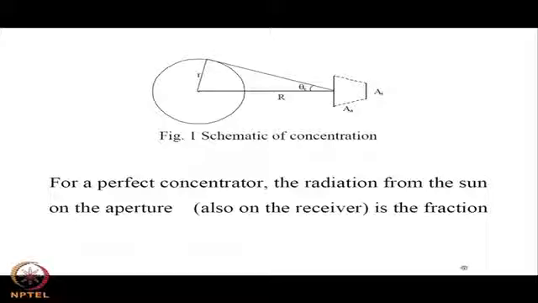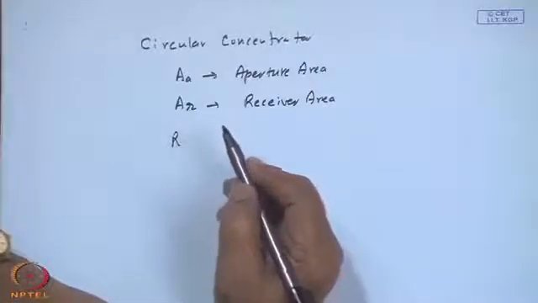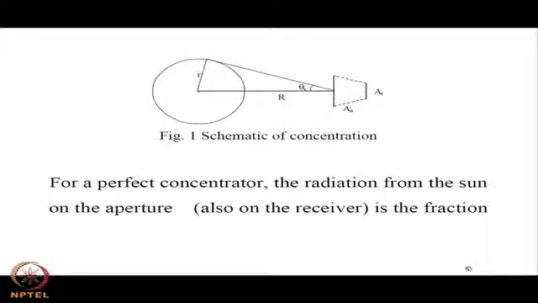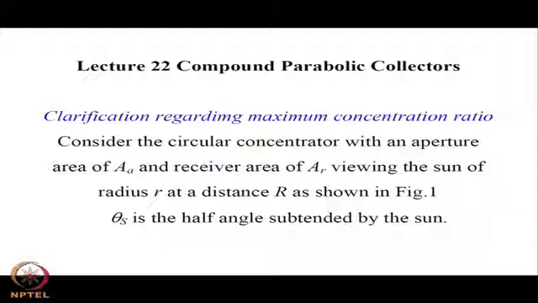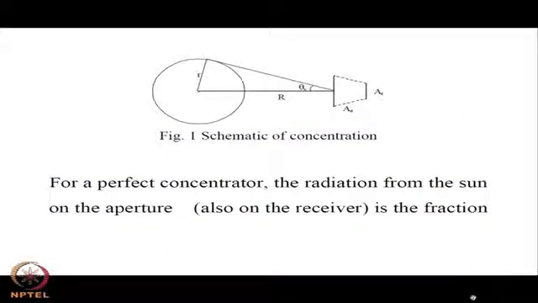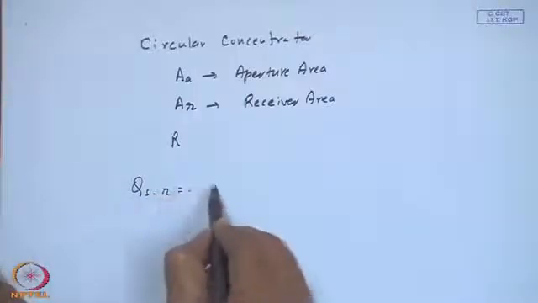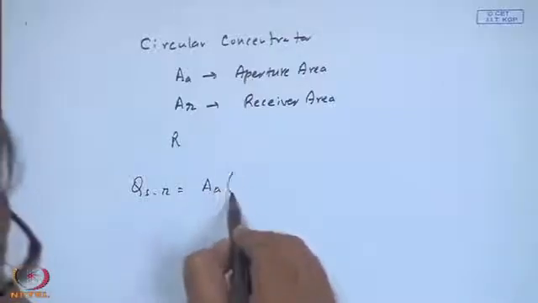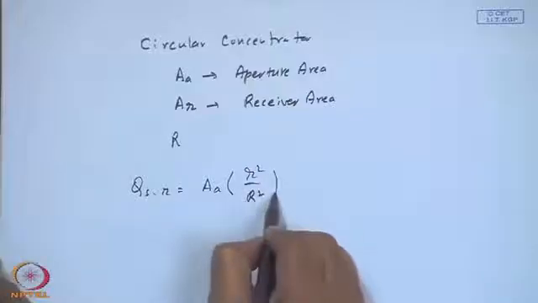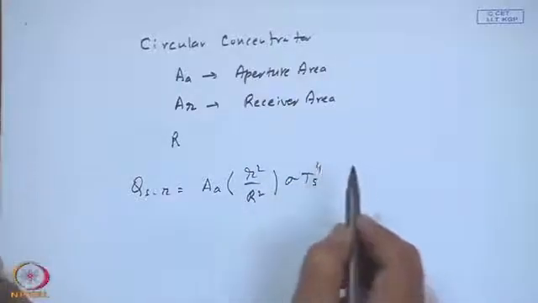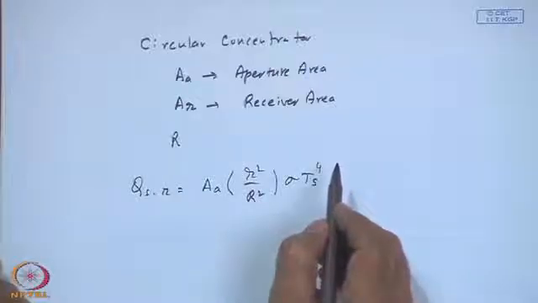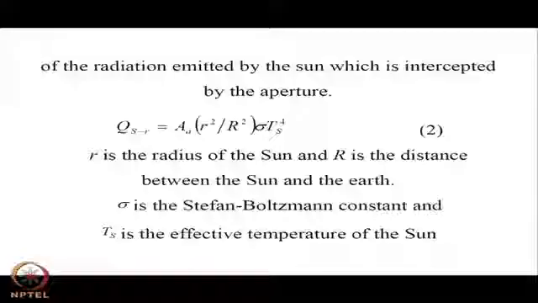In figure 1, that shows the sun at a distance of capital R from the earth and of radius small r, and the subtended half angle is theta s. So, solar radiation emitted by the sun received on the earth is q s r equals area A upon R squared, r squared sigma T s to the power 4, where sigma is the Stefan-Boltzmann constant, r is the radius of the sun and R is the distance between the sun and the earth, and T s is the effective temperature of the sun.